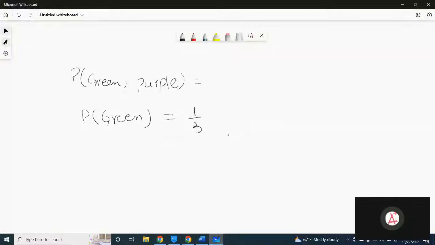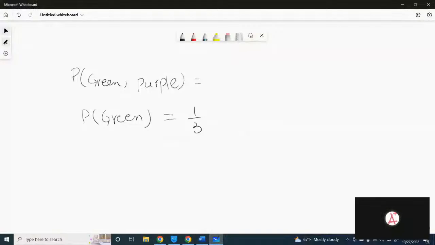So the probability of green. First of all, we have to find the probability of green. For the green, you have three options: the green, purple, and red cards. You have three options for the first time. Got it? So out of the three, just one is green. The total outcomes are three. So it would be 1 over 3. Got it?